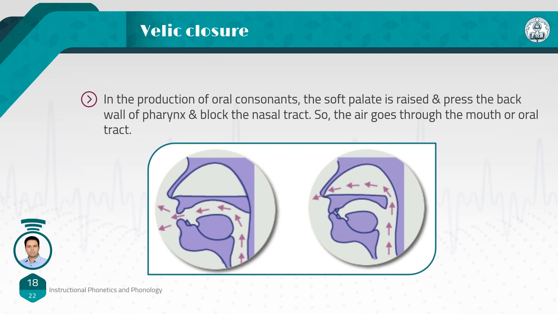When we have velic closure, you only make sound through your mouth. When we don't have velic closure, you can make sounds like m, m, ng. You can make these sounds.